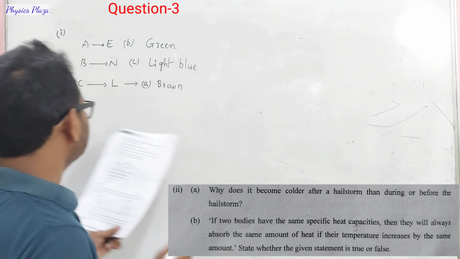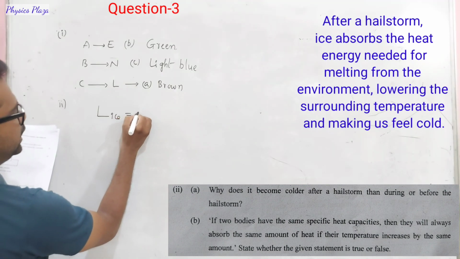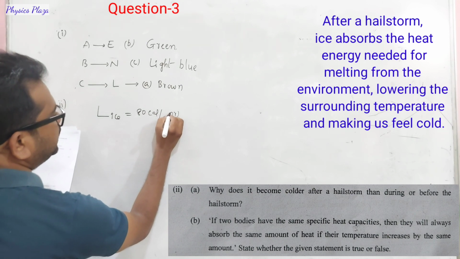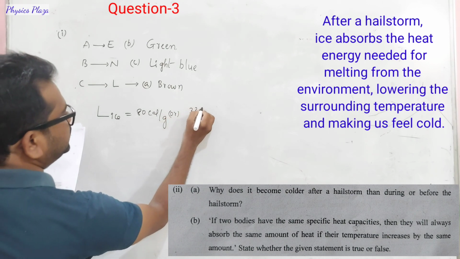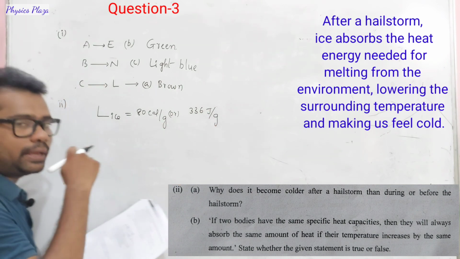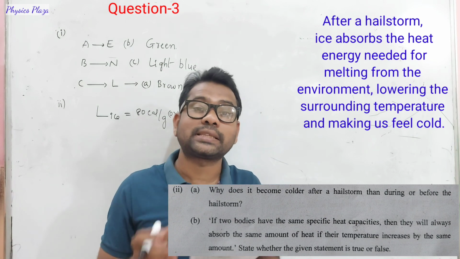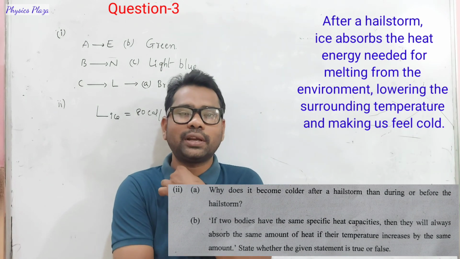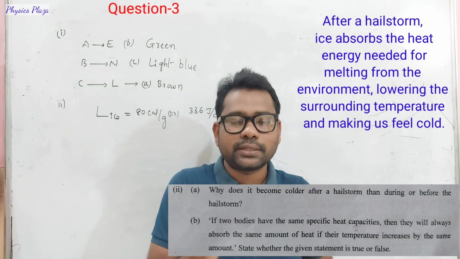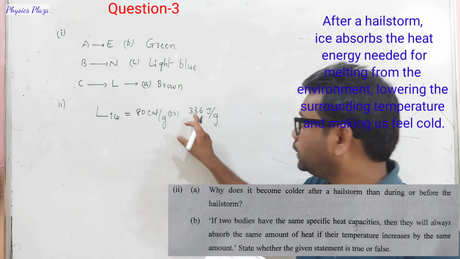Fine. So the specific latent heat of fusion of ice is, children, you can write either 80 calorie per gram, or you can write 336 joule per gram. Children, first of all, you should know the meaning actually. The specific latent heat of fusion of ice is 336 joule per gram. What does it mean, children? It means to melt 1 gram of ice at 0 degrees Celsius to water at 0 degrees Celsius, it requires 336 joules of heat.